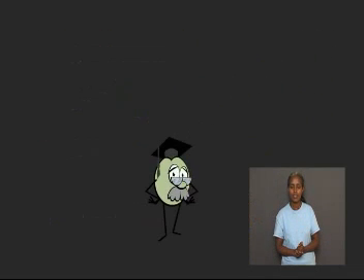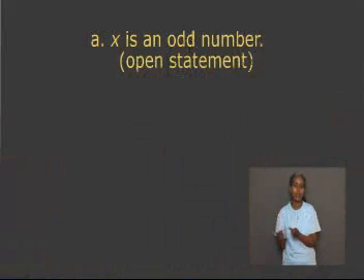Time's up! Let's get back to our lesson. Hello again, students. I am confident that you were able to identify the open statements and their different parts. The first statement is open. x is the variable and is an odd number is the property to be satisfied.